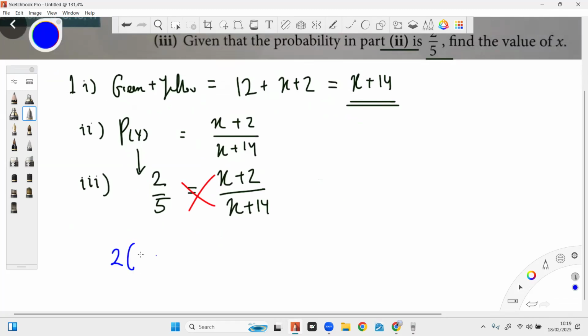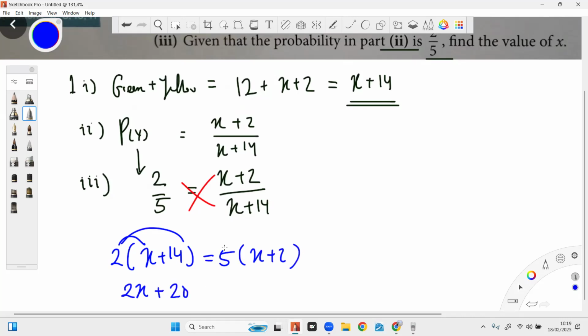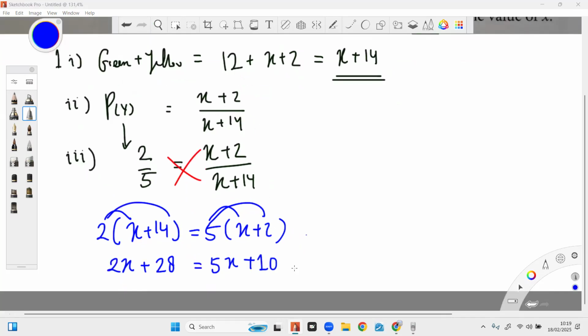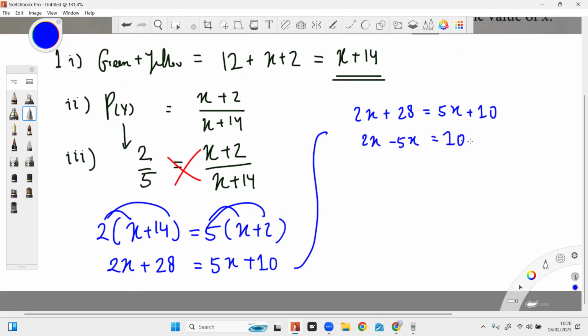2 bracket x plus 14 equals 5 bracket x plus 2. 2x plus 28, right? Use the distributive rule the same way. 2 times 14 is 28, and 5x plus 10. Then you can find the value of x. Not enough space, I rewrite one more time. You put x to the left, or right, up to you, but I put it on the left. 10 minus 28, right? Get it?